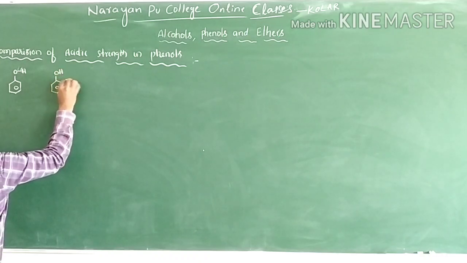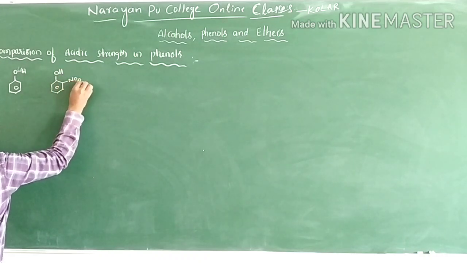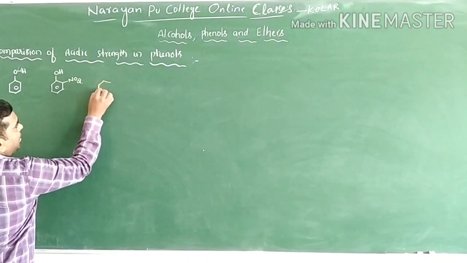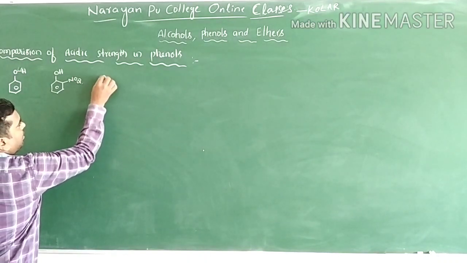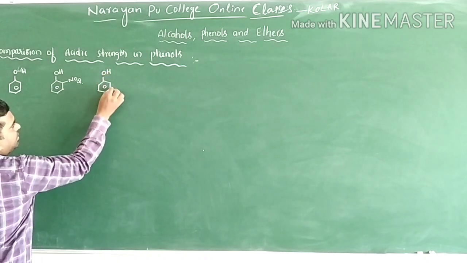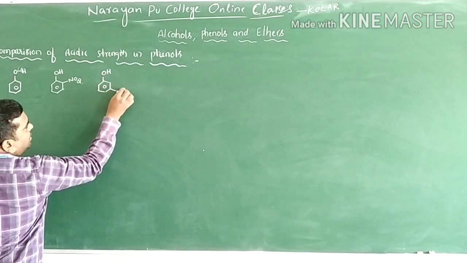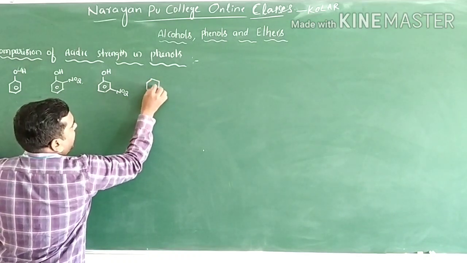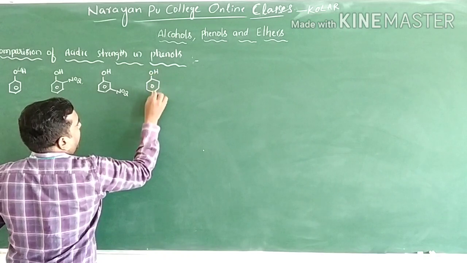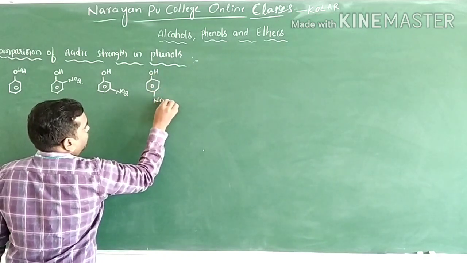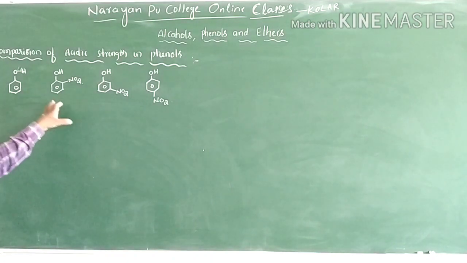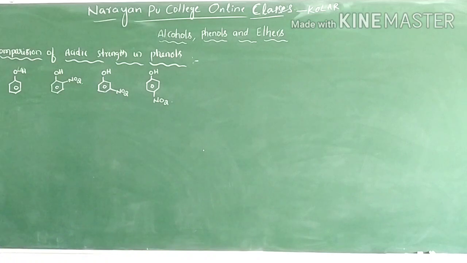Nitrophenol. First one I will write here, ortho-nitrophenol. Clear? Next one is para-nitrophenol. This is meta-nitrophenol, I will write meta-nitrophenol. And the third one is para-nitrophenol, with OH and here NO2. So they will give the question like this, and they will ask to write the acidic order of the given phenols.